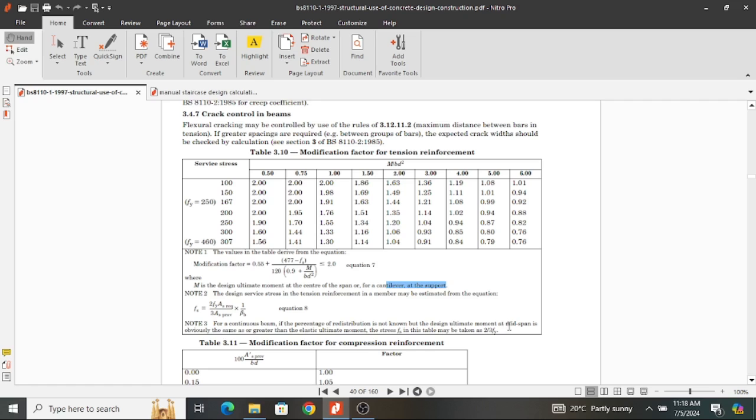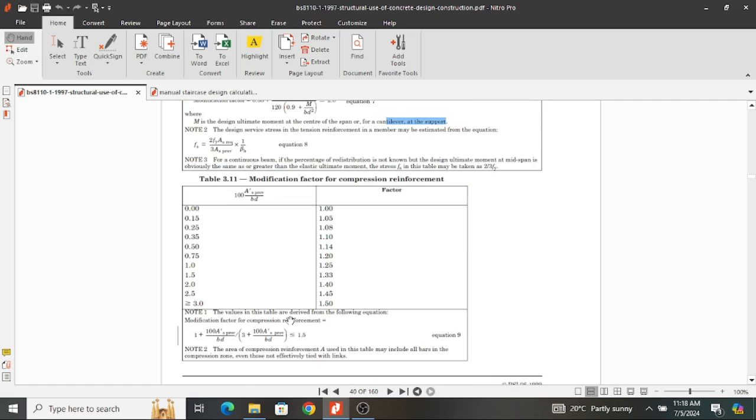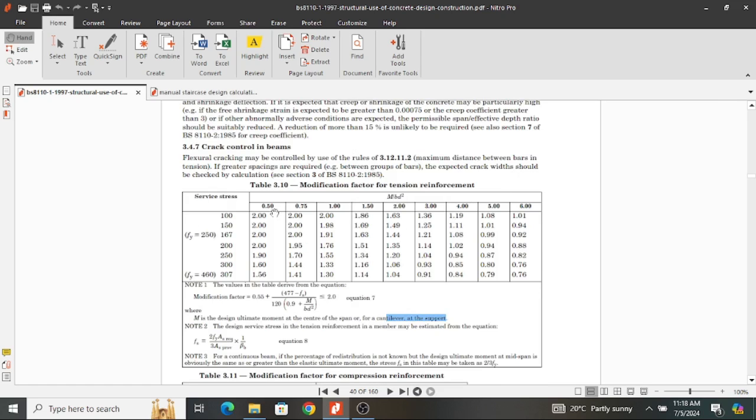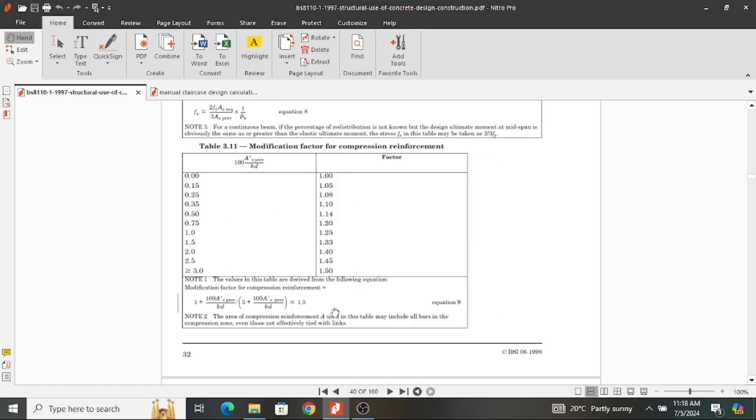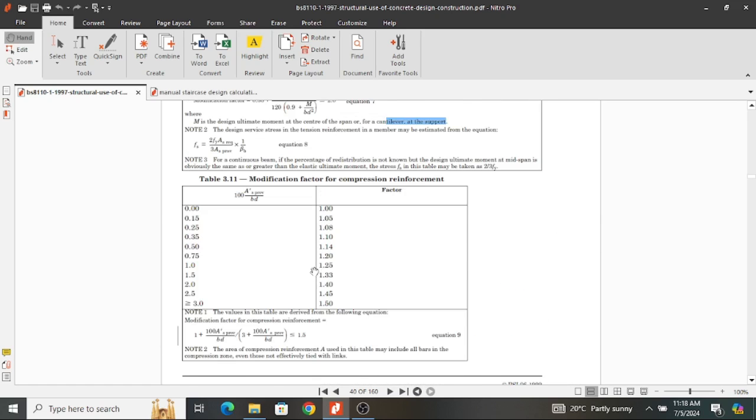Note 3 states that for a continuous beam, if the percentage of redistribution is not known, but the design ultimate moment at mid-span is obviously the same as or greater than the elastic ultimate moment, the stress Fs in this table may be taken as 2 over 3 multiplied by the characteristic strength of my reinforcement. Therefore, since our structure is not continuous, note 3 does not apply. And you can also see the modification factors for compression reinforcement. Remember, these were for tension. Compression reinforcement are here, and the equations are right there.